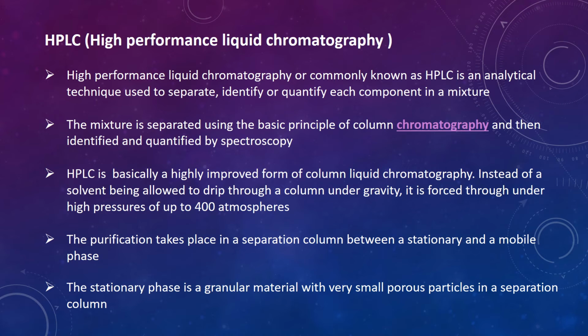Here the main difference between HPLC and column chromatography is that, instead of solvent being allowed to drip through a column under gravity, in HPLC it is forced under high pressure, up to 400 atmosphere, and the purification takes place in a separation column between a stationary and a mobile phase, and the stationary phase is granular material with very small porous particles in a separation column.